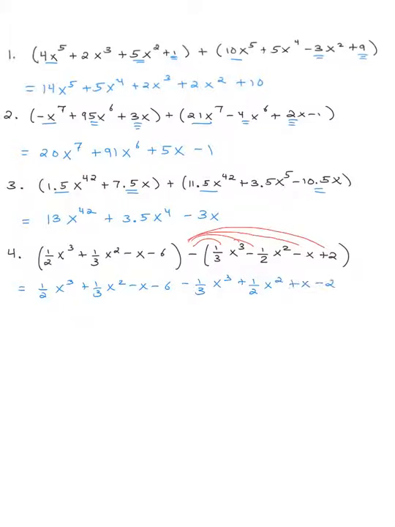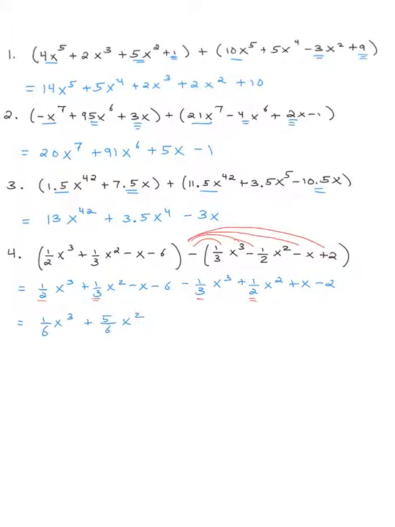Okay, now we can start looking at the x cubes, and that is a 1/2 minus 1/3. So, I'm really just looking at this number and this number. If I get a common denominator of 6, that leaves me with a positive 1/6 x cubed. Now we move on to the x squareds. So this one is going to be 1/3 plus 1/2. Again, a common denominator of 6 would give us a fraction of 5/6 x squared.